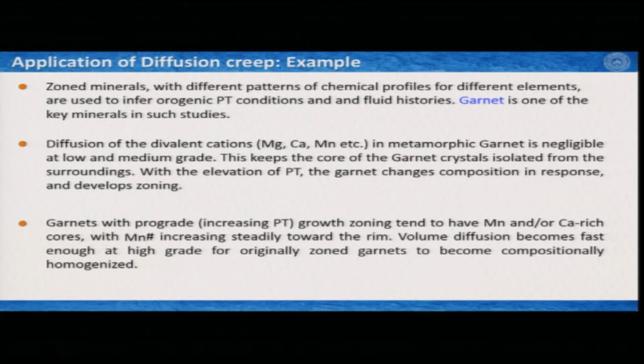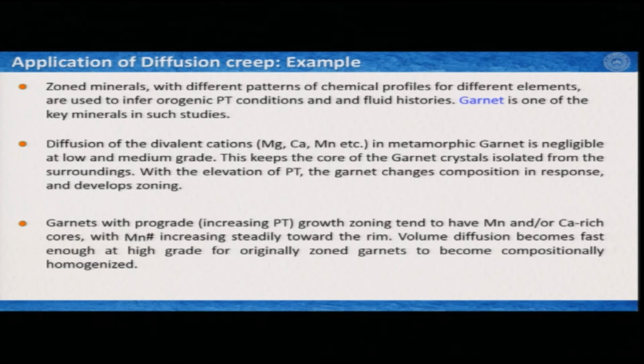If we think of the applications of diffusion creep, there are many, but I will give you one. As I said, you can use it for mapping the movement of major or trace elements. The zoned minerals that we see in nature very frequently, with different patterns of chemical profiles for different elements, are sometimes used to infer orogenic pressure-temperature conditions, and most of the time fluid histories. Garnet in particular is one of the candidates for such studies.